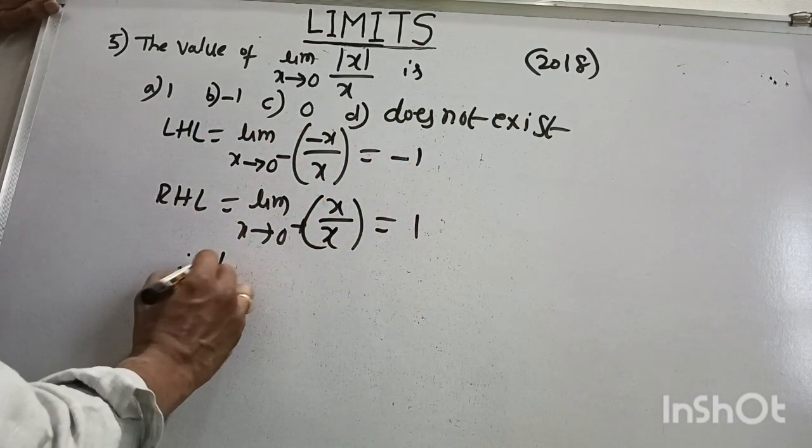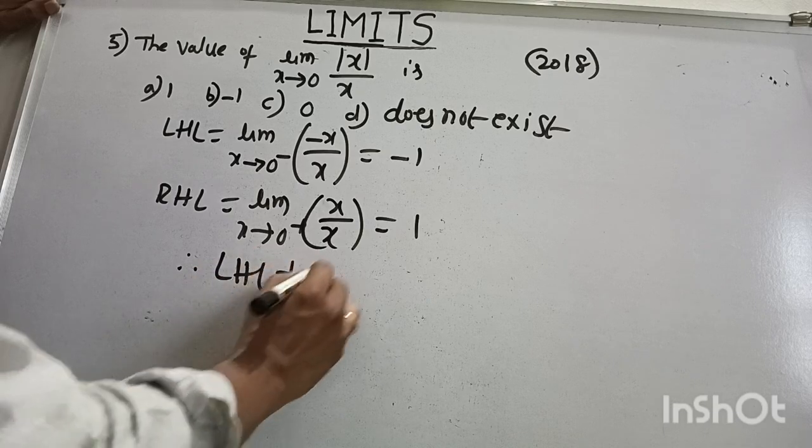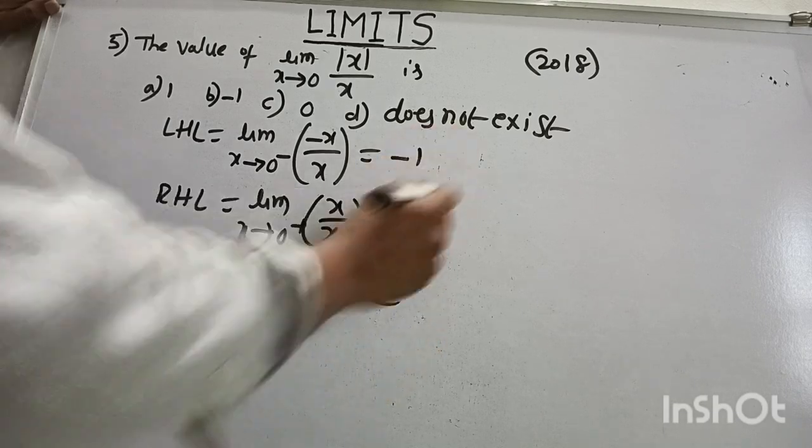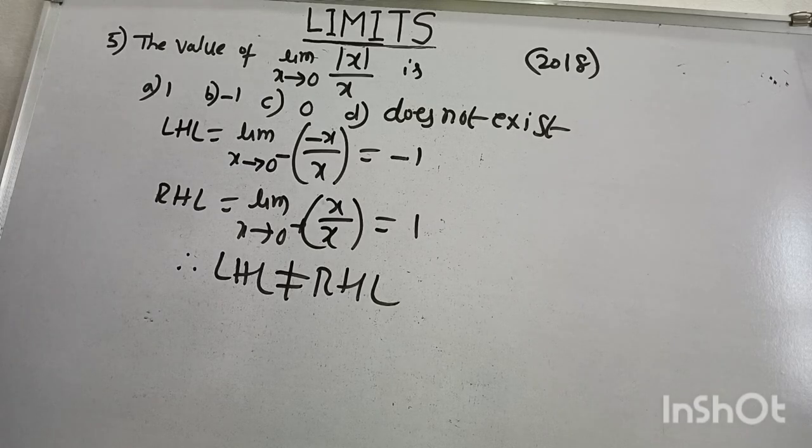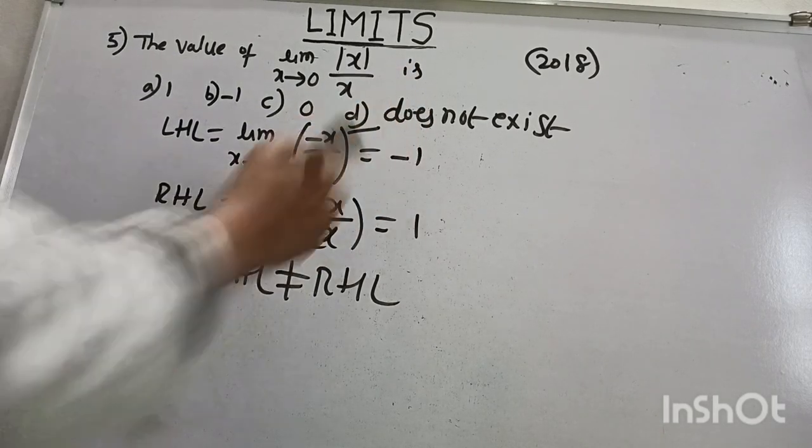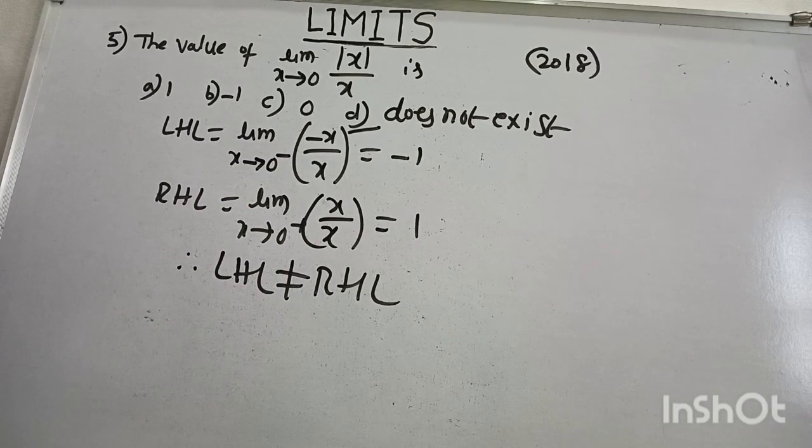Therefore, LHL is not equal to RHL, because minus 1 is not equal to plus 1. If the left hand limit is not equal to the right hand limit, then the limit of that function does not exist. So option D is correct, does not exist.